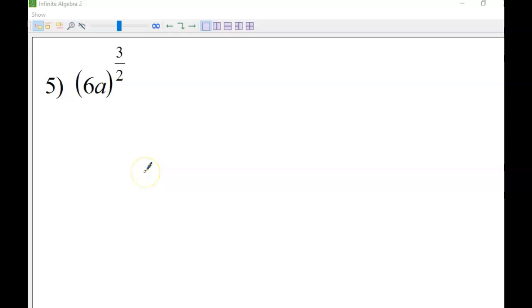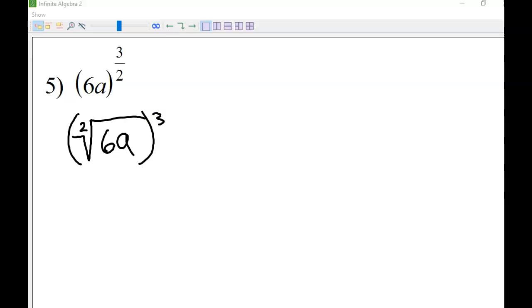Okay, I had to change that problem. That was incorrect. So this is the one we're actually supposed to be doing. The directions say change it into radical form. So what we learned about exponents that are fractions is that the bottom number tells you what kind of root you're dealing with. The top number tells you what kind of power you're dealing with. And that's it. That is your form.